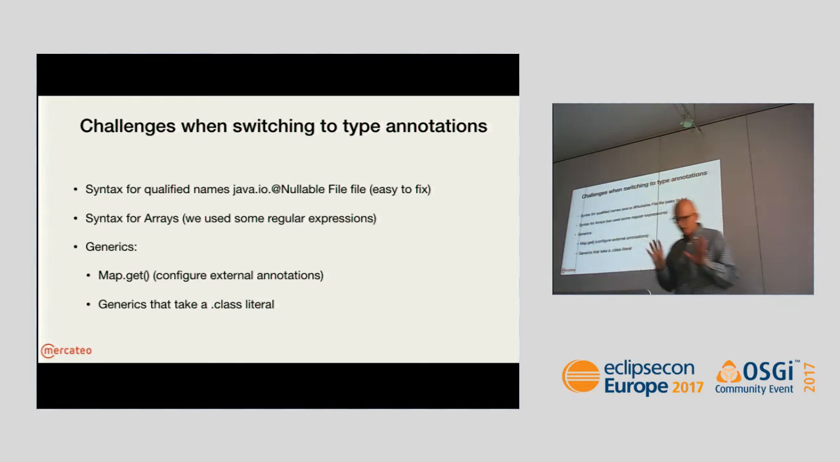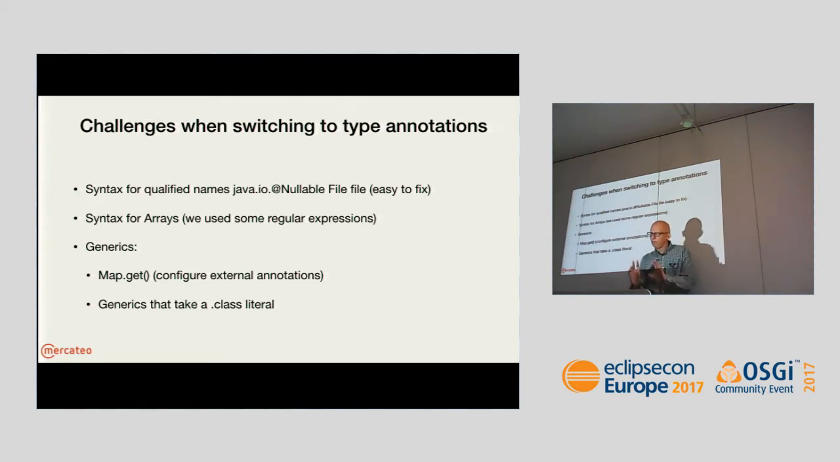Now, is using null type annotations easier than declaration annotations? No. There are some quirks. One of the things is the syntax. If you have a qualified name, you have to put the annotation at a very unexpected place. Almost everybody gets hurt by that. There's a new quick fix for that, which came in Oxygen. And the syntax for arrays has some disadvantages.